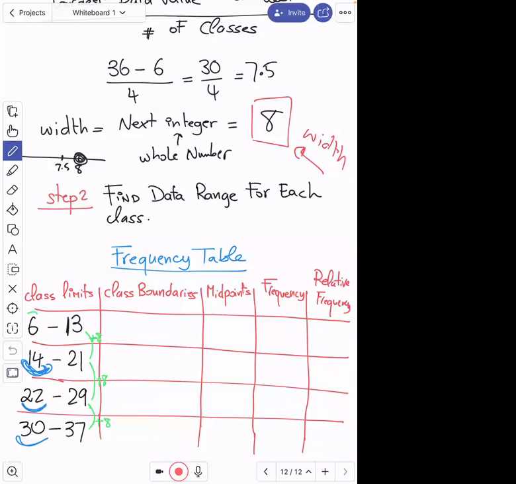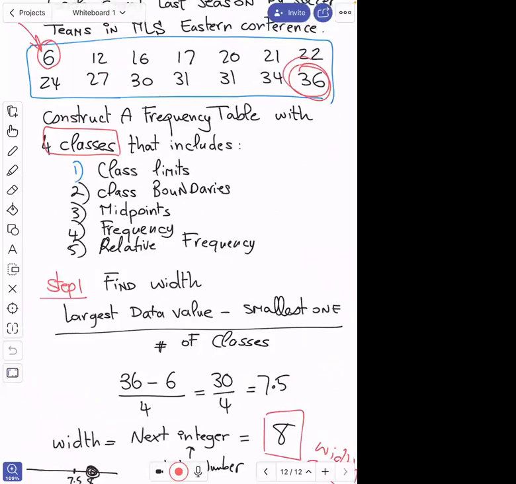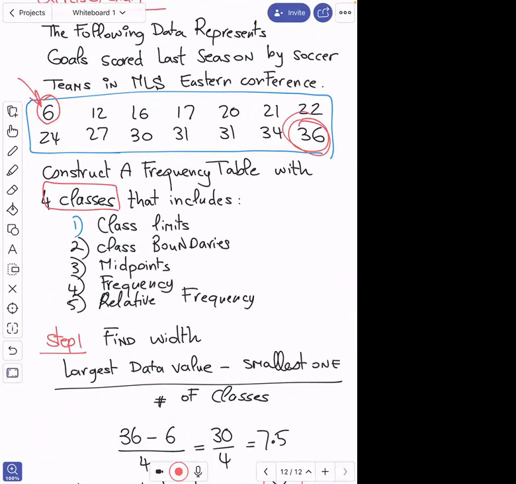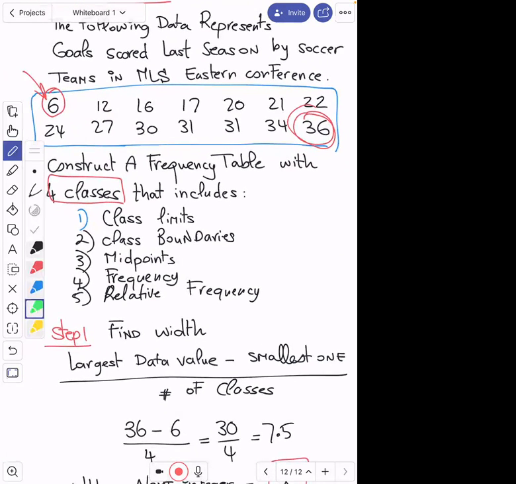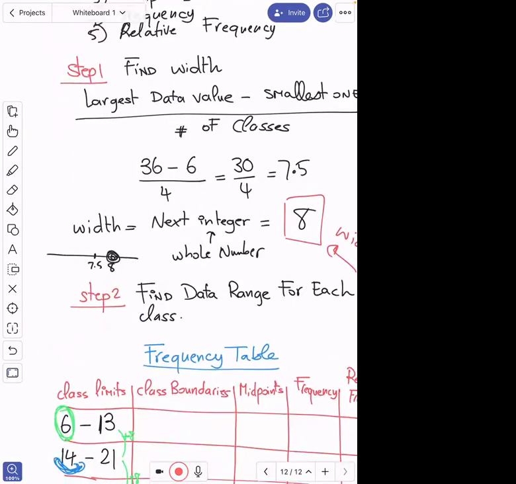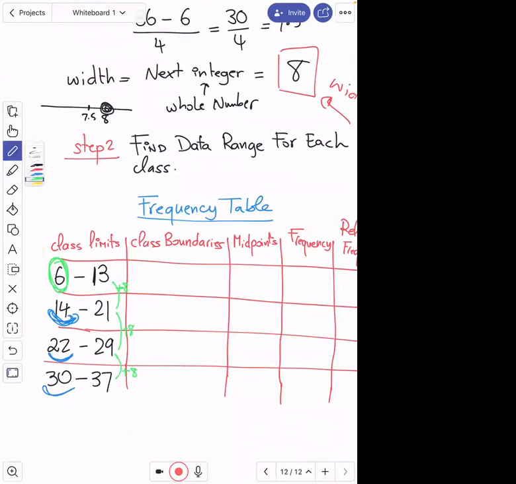Okay, so I got the 6 because it's the smallest number in the data values. You see here, what's the smallest number? The smallest number is 6, right? That's why I started with 6. Among these numbers, the smallest one is 6. So that's why I started with 6 right here.